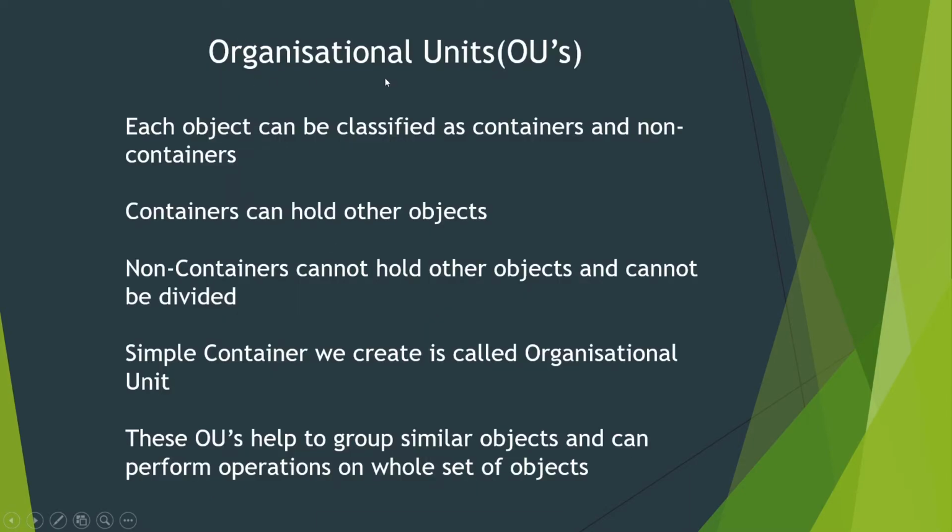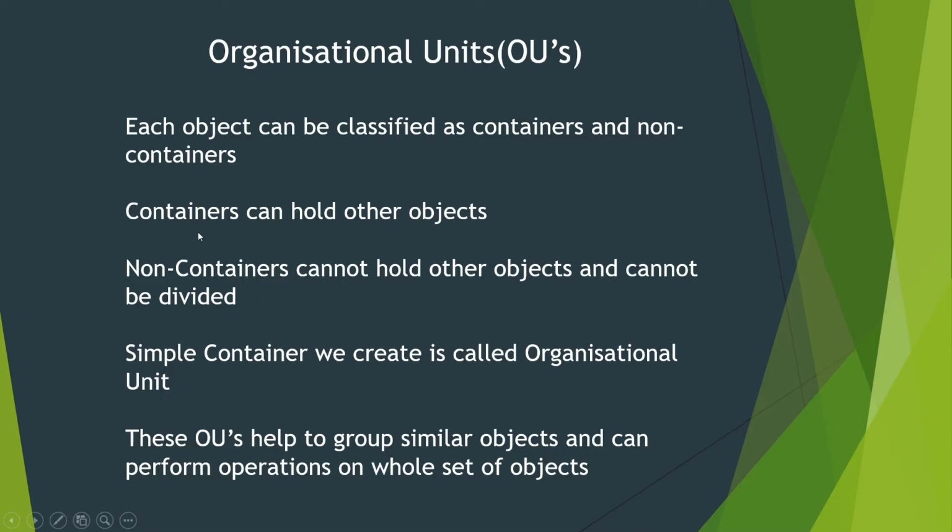So let's learn about these organization units. Each object can be classified as a container or a non-container. Containers can hold other objects. So containers are like folders. They can have one or more objects, and non-containers cannot hold other objects and cannot be divided. These non-containers are also called leaf nodes because they cannot be divided further.